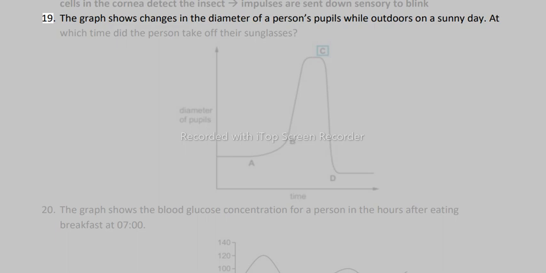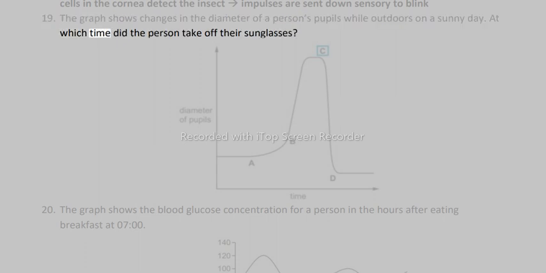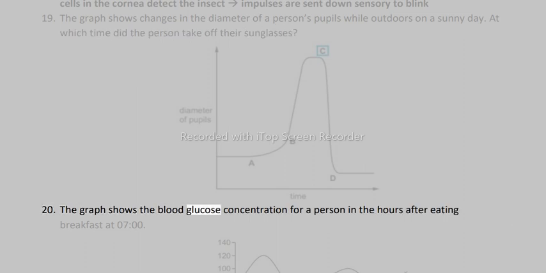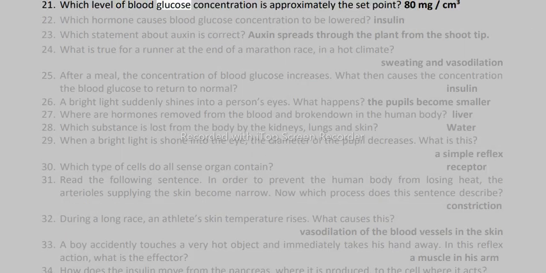19. The graph shows changes in the diameter of a person's pupils while outdoors on a sunny day. At which time did the person take off their sunglasses? 20. The graph shows the blood glucose concentration for a person in the hours after eating breakfast at 7 o'clock. 21. Which level of blood glucose concentration is approximately the set point? 80 mg/cm3.